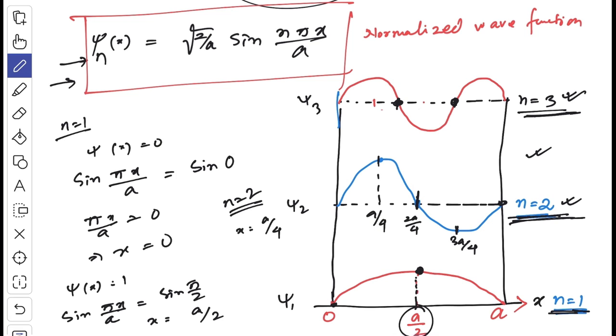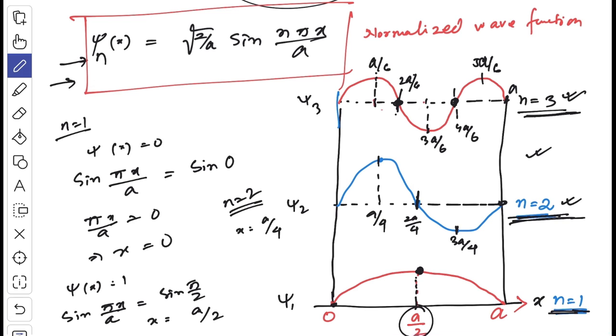And this point is a again. Similarly, putting n equal to 3, here you will get a by 6, and this is twice a by 6, and this point is thrice a by 6, that means a by 2. Again this is going to be 4a by 6, and this is 5a by 6, and here it is again a. So hope you have understood. That's how you can draw the graph.